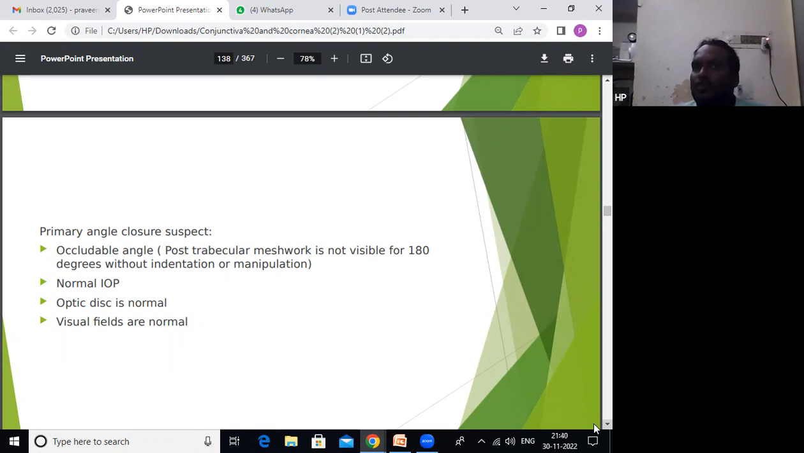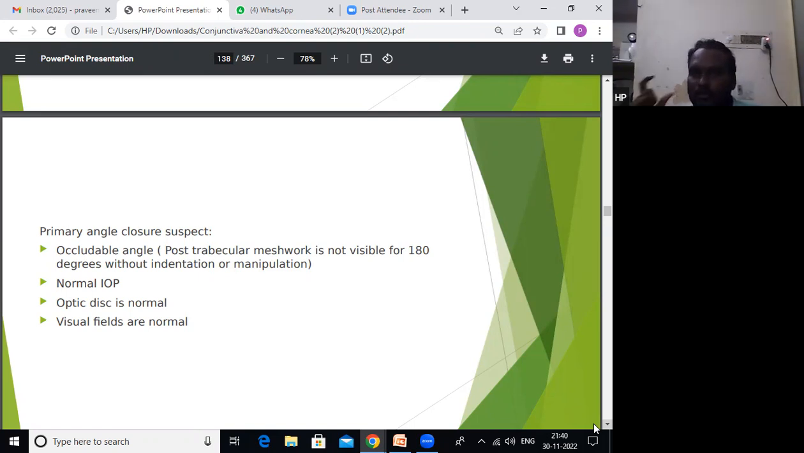This definition does not have many MCQs, but I'm telling you again, the options can be without indentation or with indentation, with manipulation. That can be an MCQ. It can be 2 quadrants, 3 quadrants, 180 degrees, 360 degrees. That's why I want to repeat again: an occludable angle is an angle in which the posterior part of the trabecular meshwork is not seen for 180 degrees without indentation or manipulation.